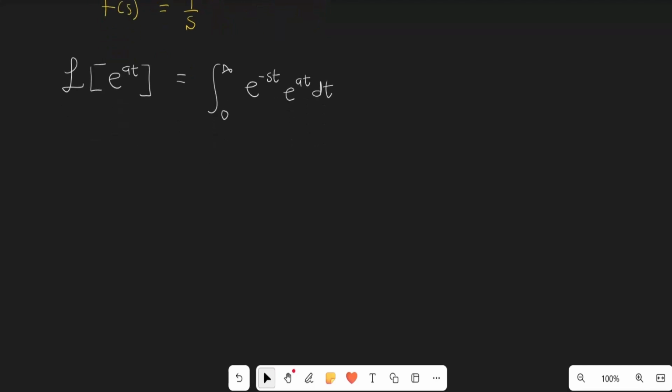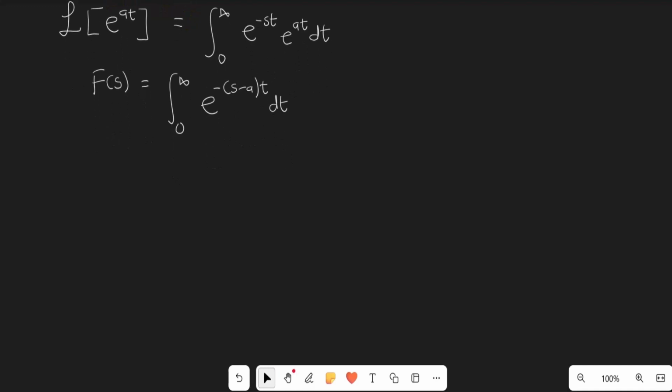So this is the Laplace transform of the function e raised to the power at. So this can be replaced with just capital F of s, and that is equal to the integral from 0 to infinity of, now applying the laws of indices here, e raised to the power, you can factorize negative out, and this will be s minus a, times t, and then dt.